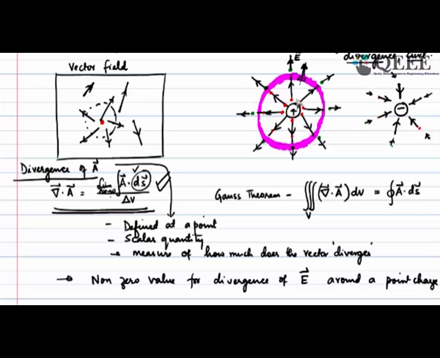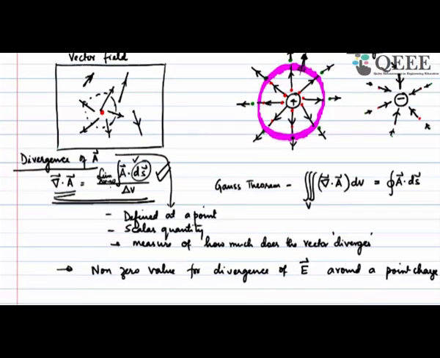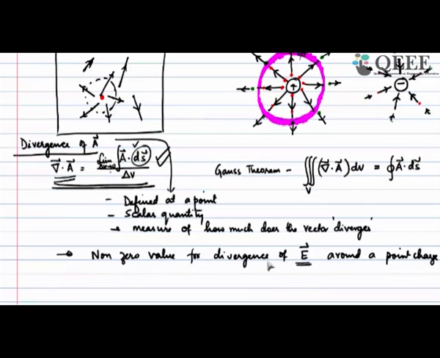To find the divergence at this particular point, I'll take a surface around it and shrink it. I'll find this dot product, this surface integral, in the limit that the volume shrinks to 0. So this pink circle has to shrink to 0 radius. That is your divergence of the field. And as we pointed out here, the electric field will always have a non-zero divergence around a point charge.